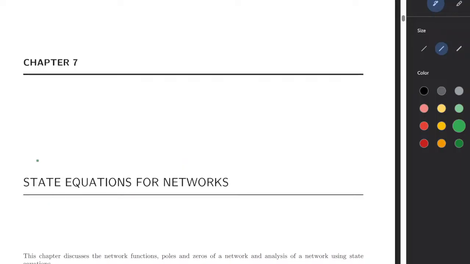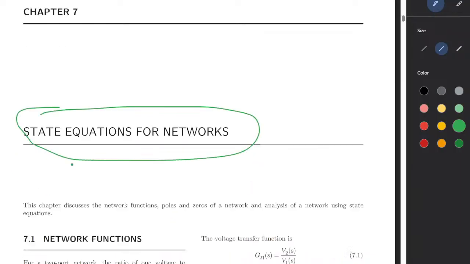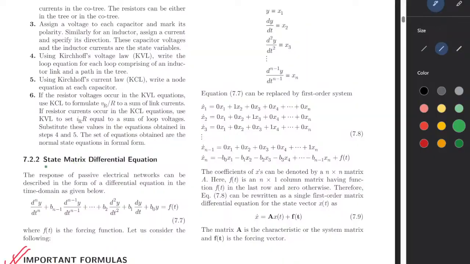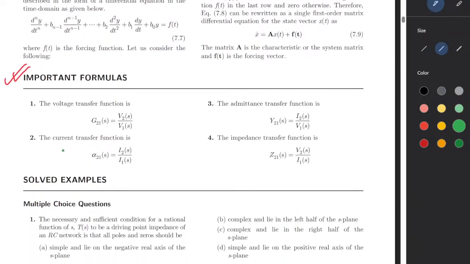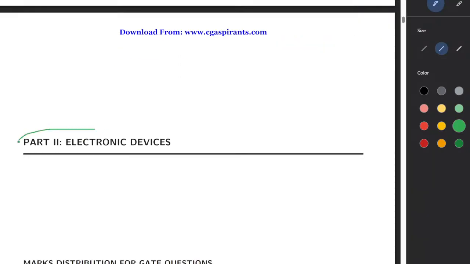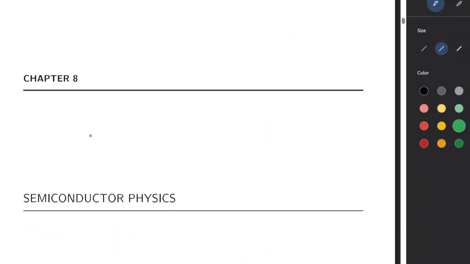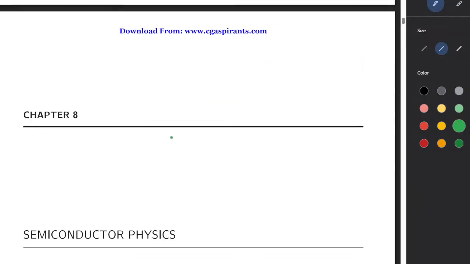In chapter 7, we have to discuss the state equation for the network, and the analysis using the state equation. Now after that, EDC, electronic devices, semiconductor physics. From chapter 8, we have to discuss the next part. In the next session we will discuss electronic devices, that is EDC. Okay, till now, that is all.